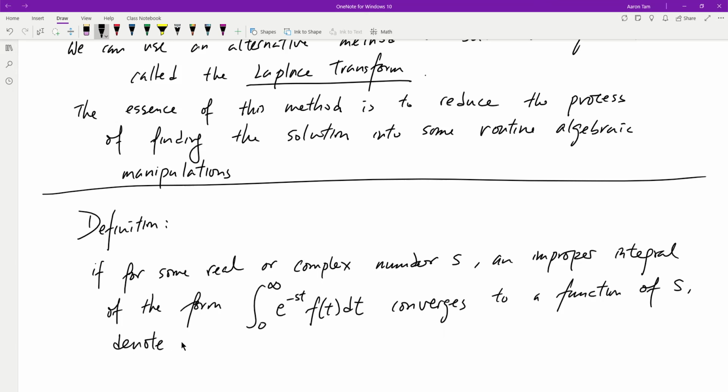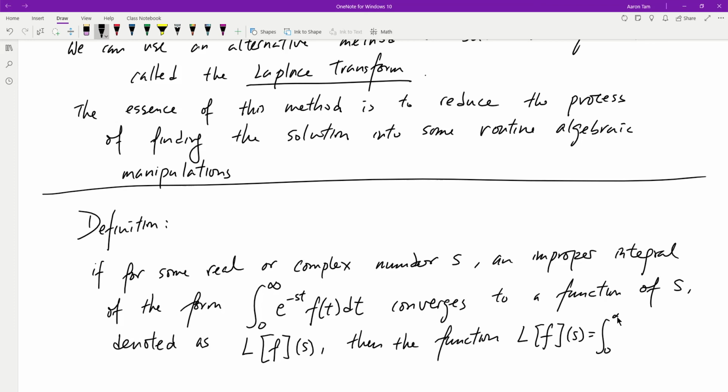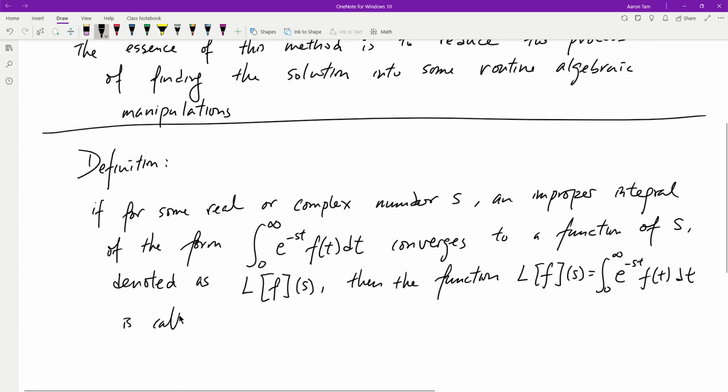and the notation for that is L square bracket f of s, then the function L square bracket f of s equal to integral from 0 to infinity of e to the negative st f of t dt is called the Laplace transform of f.